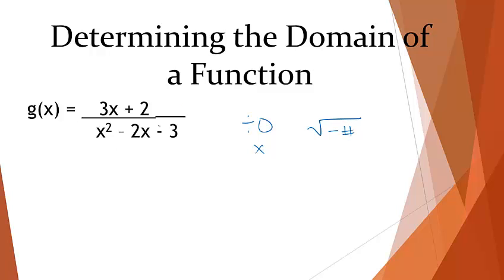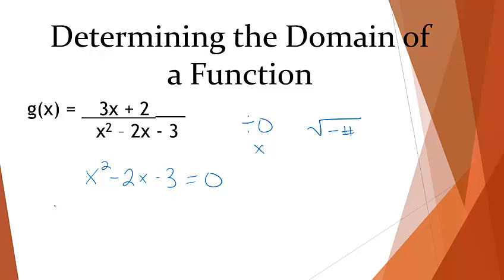To begin with, I look at this problem and I see that there are no square roots, so I can rule that section out altogether. But I do have division, so I need to make sure that x squared minus 2x minus 3 cannot equal 0. So I need to see when that actually happens, when this problem would be equal to 0. To do that, I need to factor this quadratic equation.